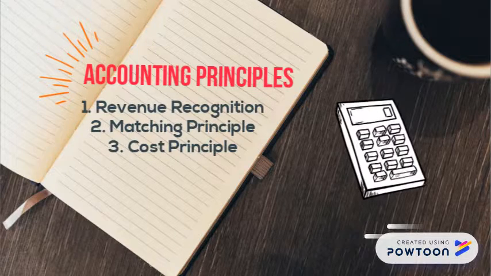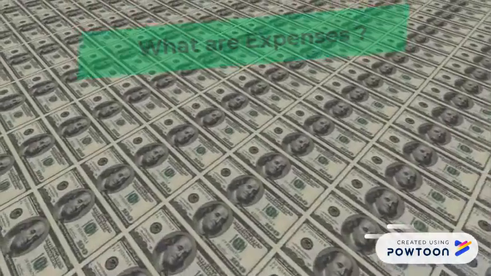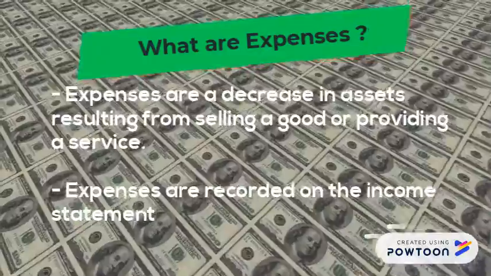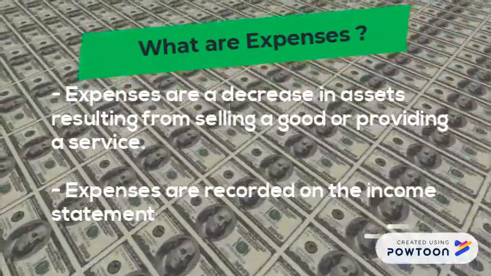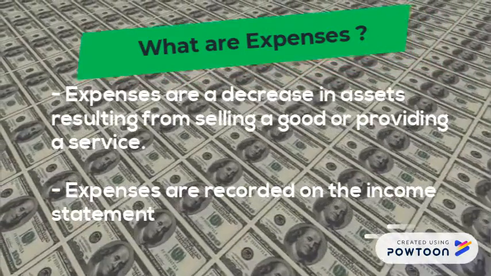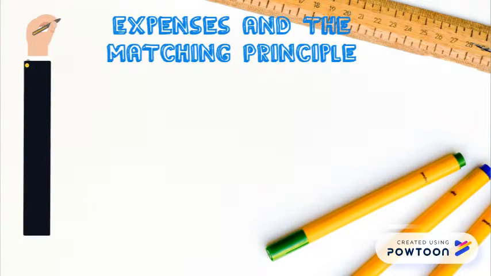The matching principle is one of three accounting principles, the other two being revenue recognition and cost. To begin, let's first define what is meant by the term expenses. Expenses are a decrease in assets resulting from selling a good or providing a service. Expenses are recorded on the income statement. So how do expenses relate to the matching principle?